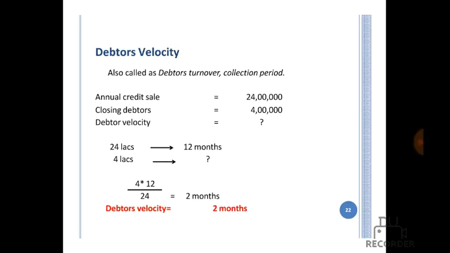Annual credit sales is equal to 24 lakh. Closing debtors is 4 lakh. We have to find the debtor velocity. 24 lakh is for 12 months, and for 4 lakhs, how many months? We do cross multiplication: 4 into 12 by 24 is equal to 2 months. Debtor velocity is 2 months. In 2 months he has to pay 4 lakhs.